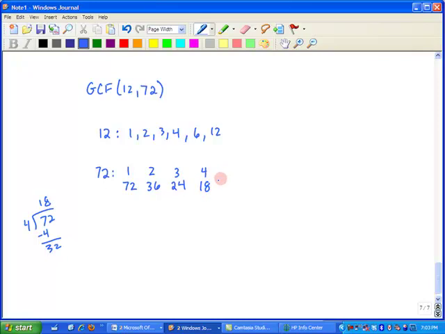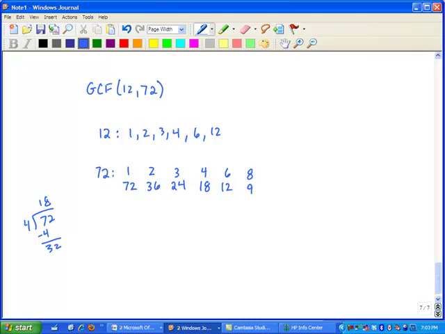Does 5 go in? No. Does 6 go in? Yes. How do you know? 2 and 3 go in, right? So 6 has to go in. Also, we know it's 6 times 12, right, from our multiplication tables. 7, no, 8, yeah, it's 8 and 9, so then we're back down to the bottom row, okay?